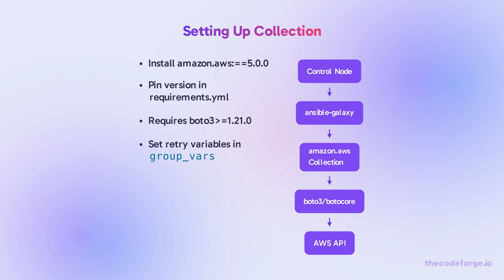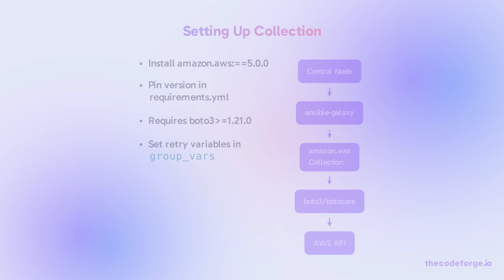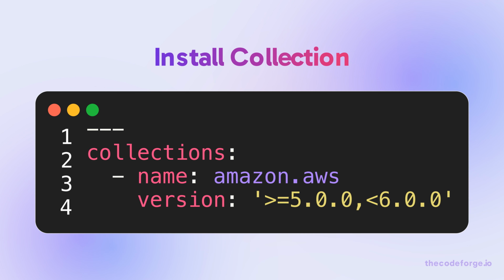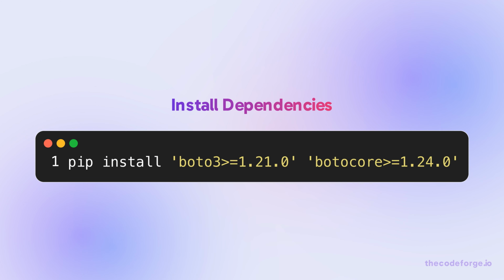Use requirements.yml to lock the version across your team. Ensure Boto3 and Botocore are up to date on the control node. Set global retry variables for eventual consistency. Here's a sample requirements.yml. Pin the collection to a major version range to avoid breaking changes. Install the required Python libraries on the control node.